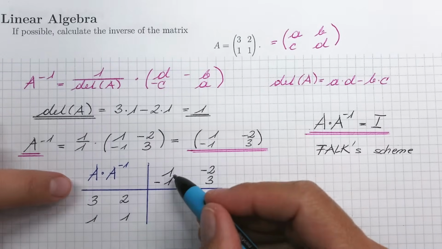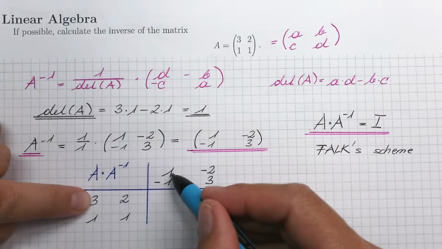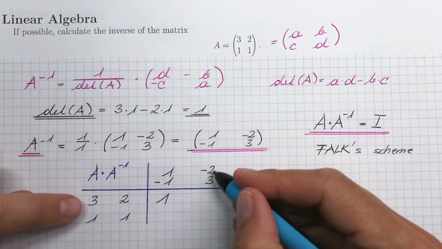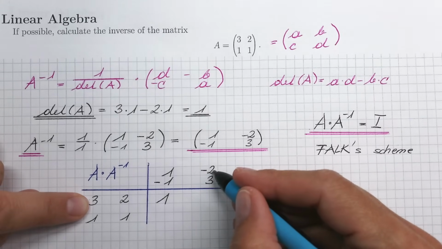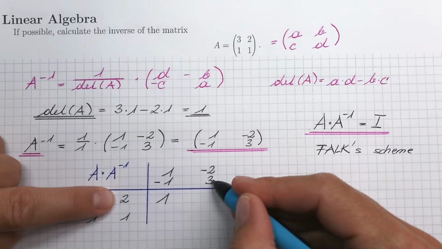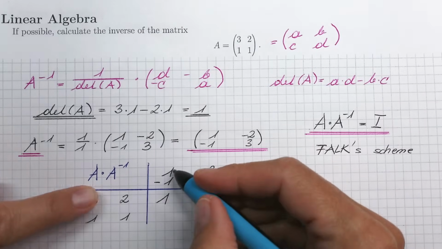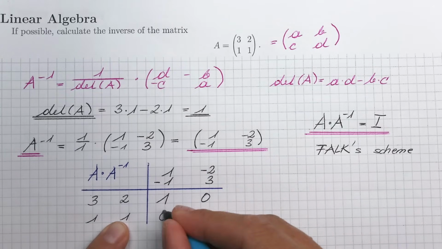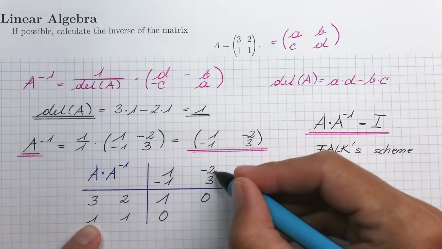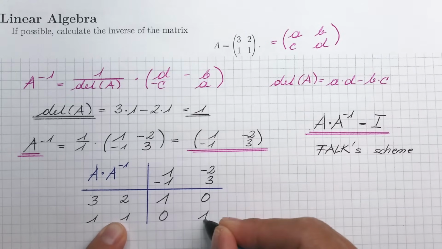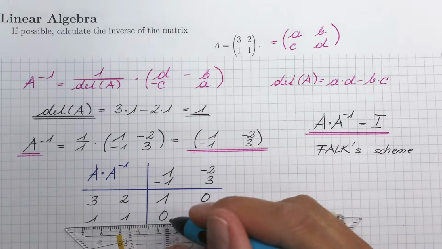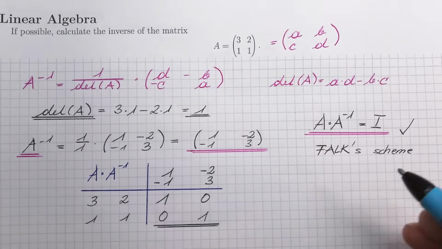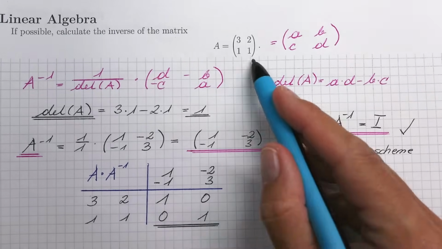Okay, let's try. 1 times 3 is 3, minus 2 is 1. Here we start. 3 times minus 2 is minus 6, plus 6 is 0. 1 minus 1 is 0. And here we got minus 2 plus 3 is 1. Now that's the identity matrix that we wanted to have. And therefore we proved that this is correct. And this is the inverse of matrix A.